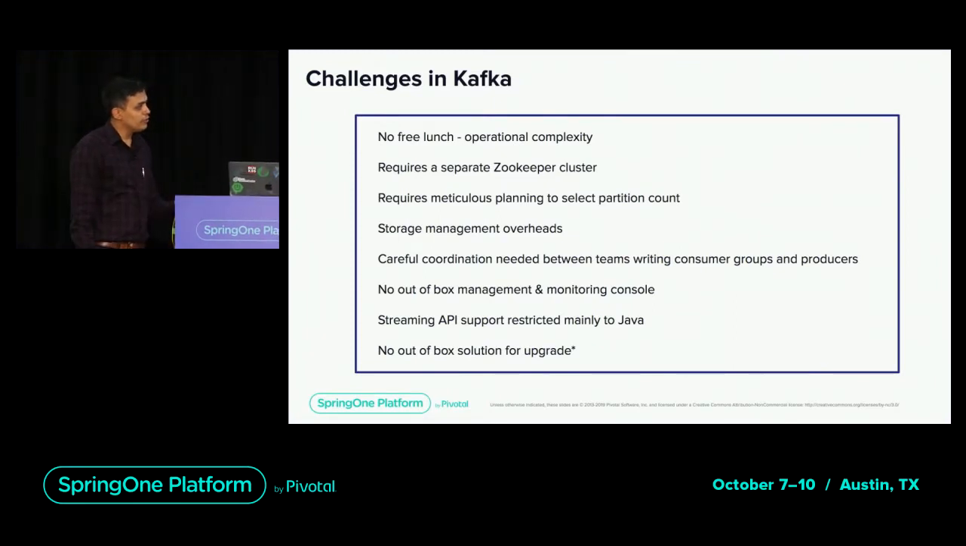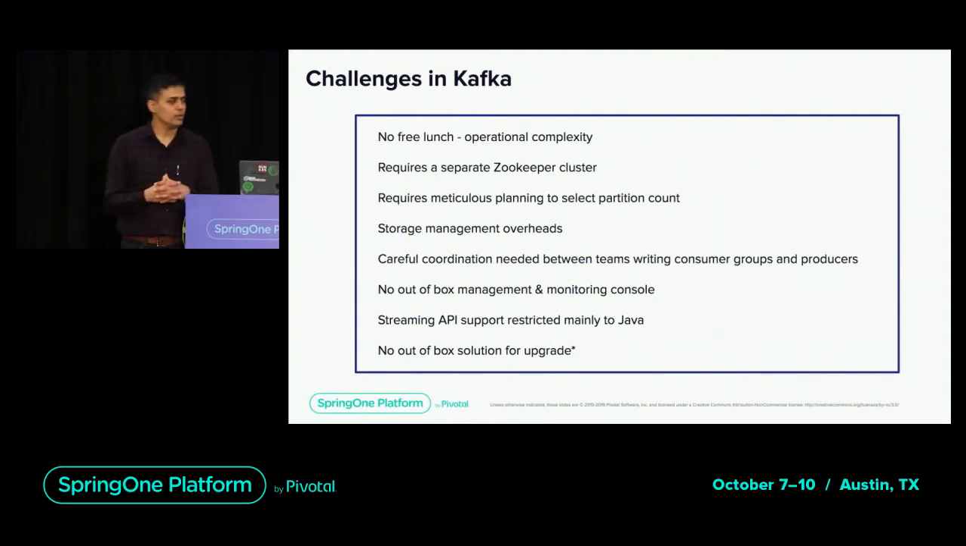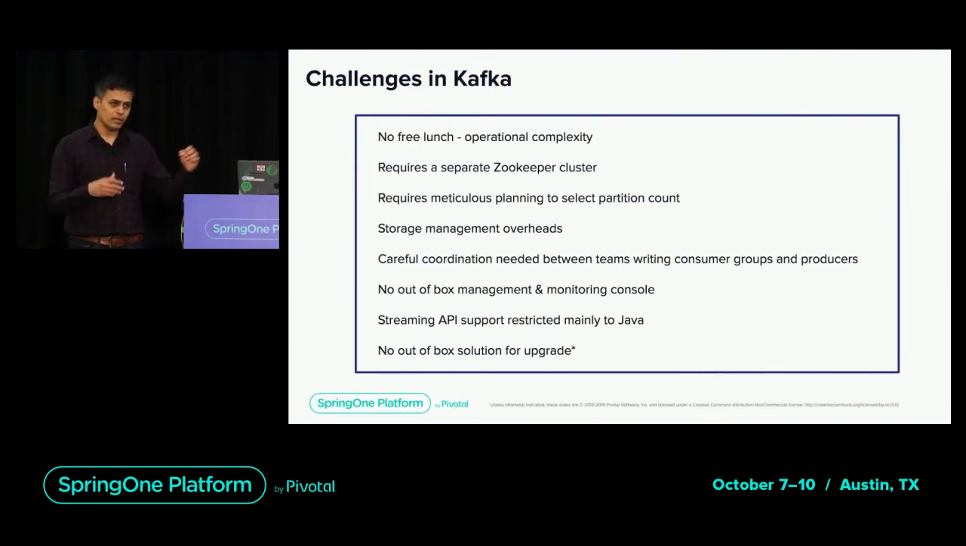Careful coordination between teams writing consumer groups and producers. This is very important to understand how Kafka functions in terms of the relationship between the producer and a consumer. The topic that we have in Kafka is partitioned. The consumer group can scale at the max to the number of partitions, right? And we'll take a look at that, but I'm kind of giving you an overview here. But because of that, it has an impact on the producer application as well.